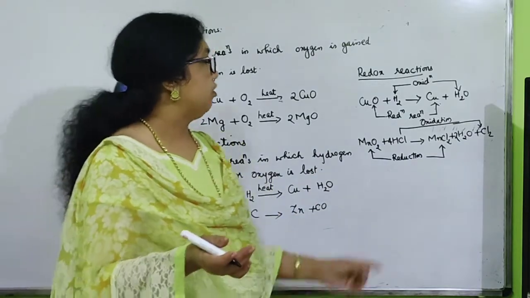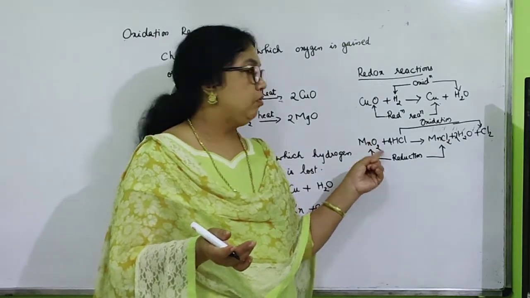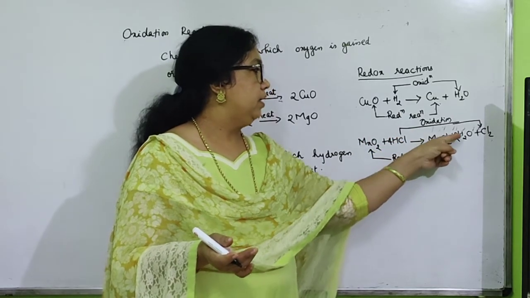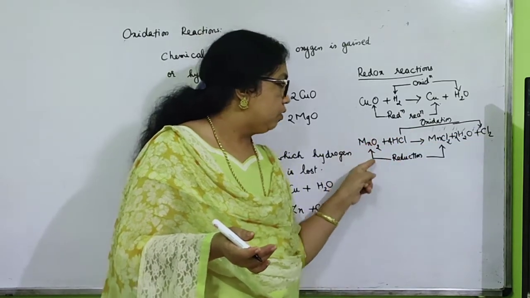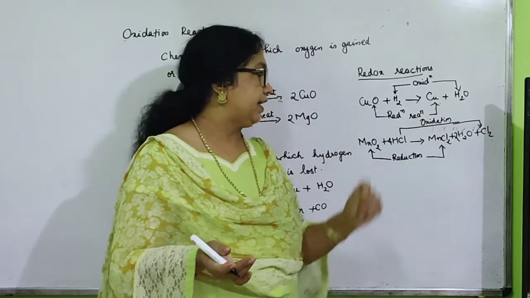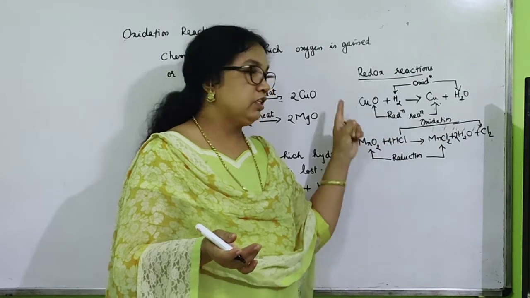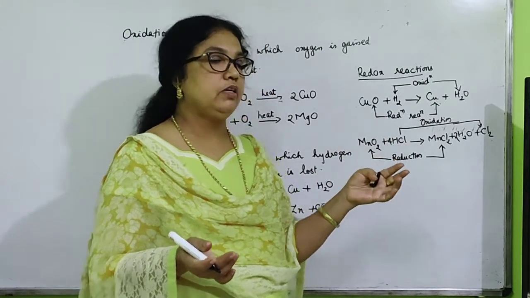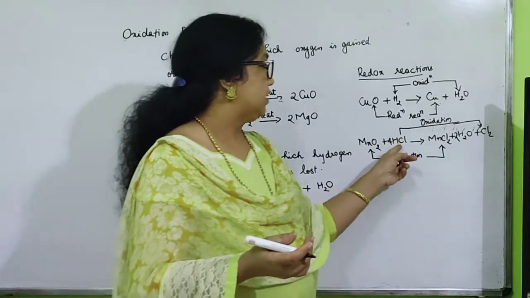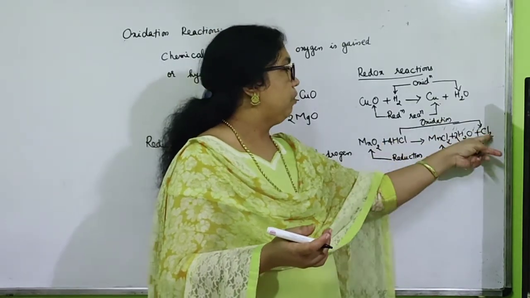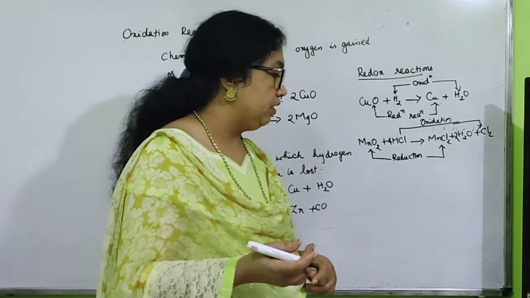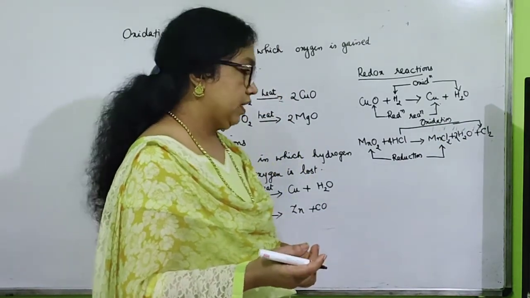Another example of a redox reaction is manganese oxide reacting with hydrogen chloride to form manganese chloride and chlorine. Here from MnO2, oxygen is removed to form MnCl2. So that is reduction. And in oxidation, we also learned that it is not only gaining oxygen, it is also losing hydrogen. So from HCl, hydrogen is lost to form chlorine. So that is an oxidation reaction. These are examples of redox reactions.